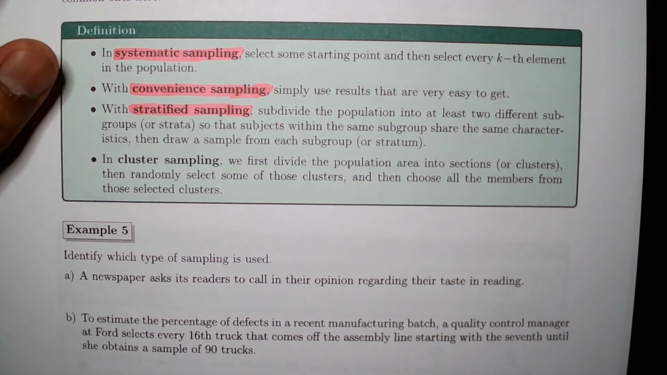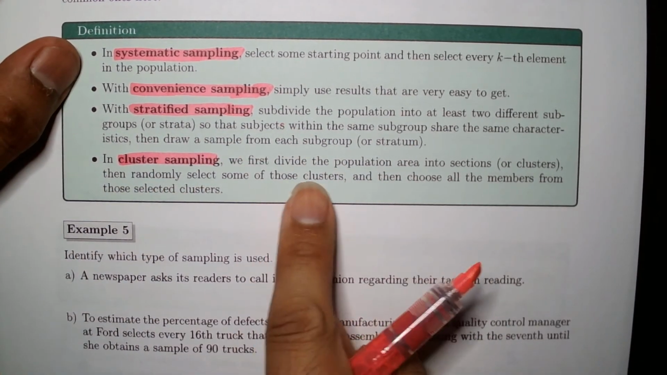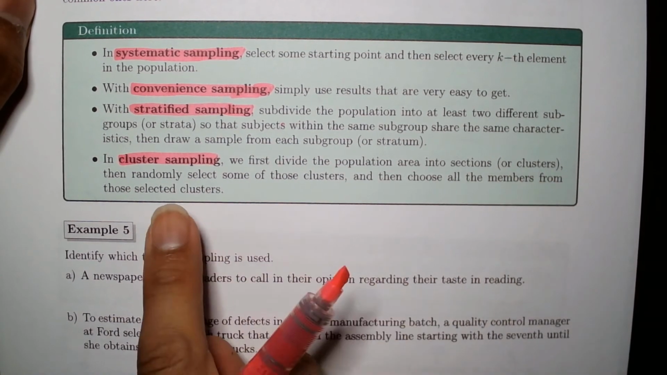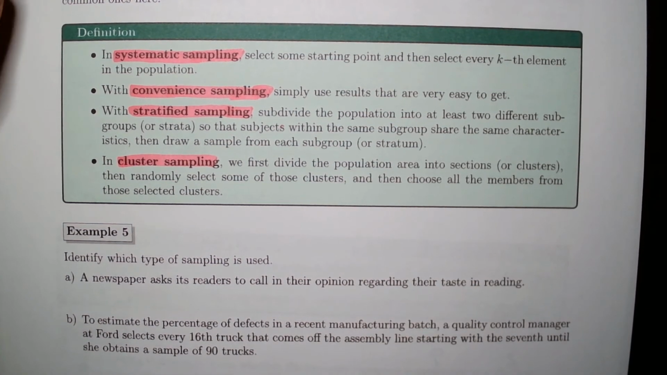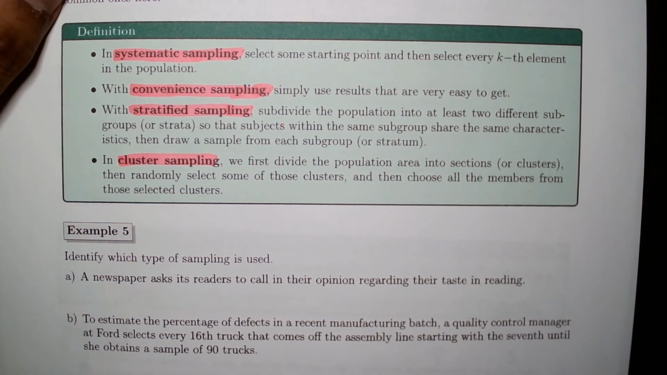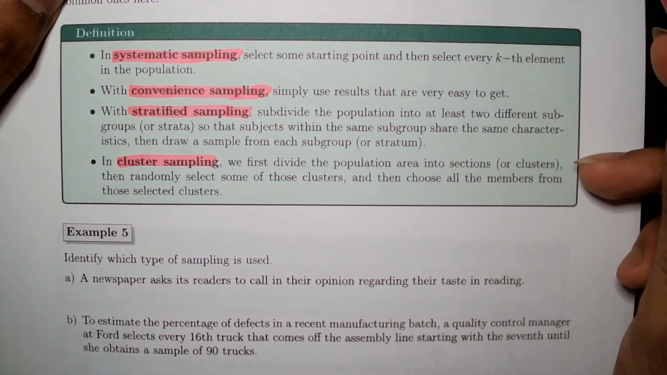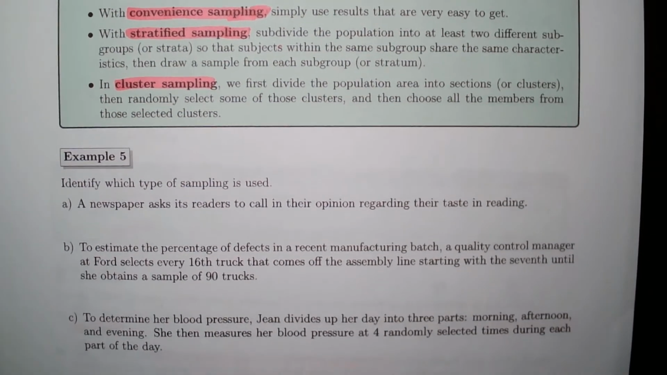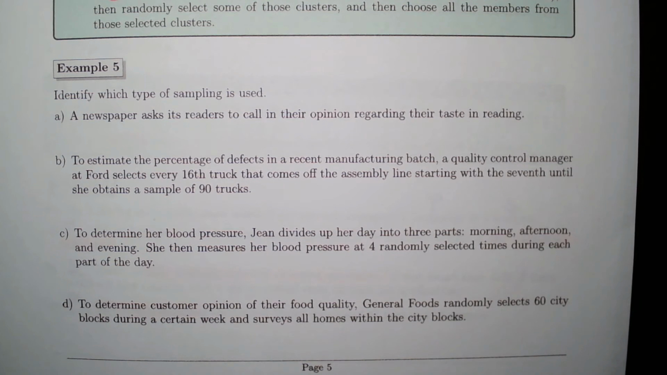And last but not least, cluster sampling. In this case, we divide the population area into sections or clusters, then randomly select some of those clusters. Very similar to the previous one, but in this case, you choose all members from those selected clusters, not just a few from each sample. Okay, so let's identify which type of sampling we are using here.